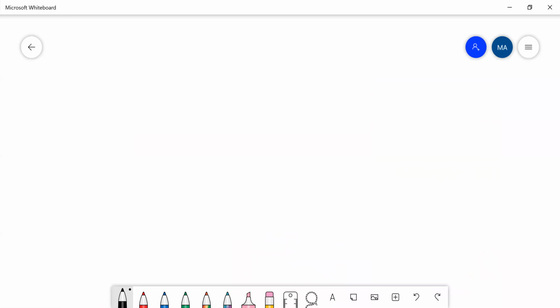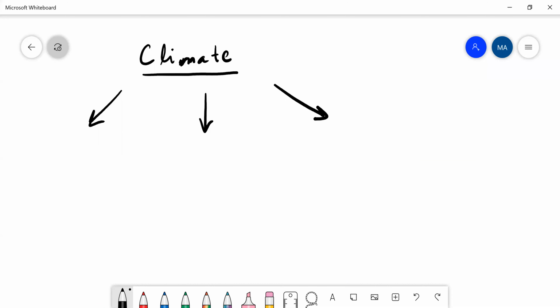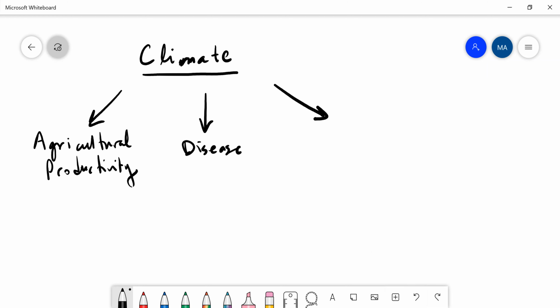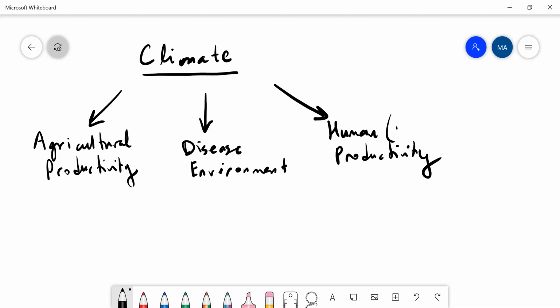Now, what I'm going to talk about next is climate. And when I say climate, I basically mean three important subtopics. One is agricultural productivity. The other is disease environment. And the other is human productivity, or worker productivity in manual jobs.